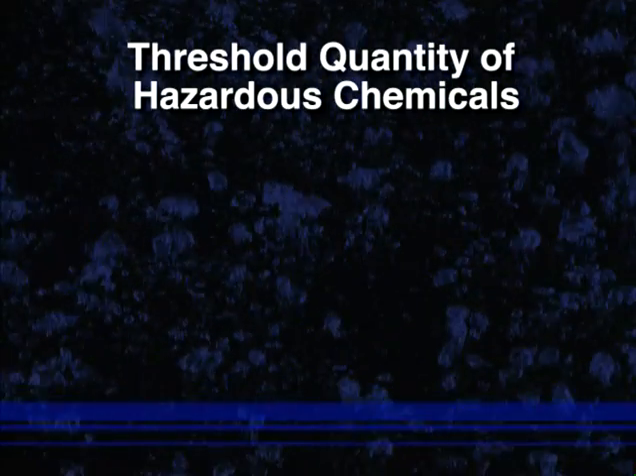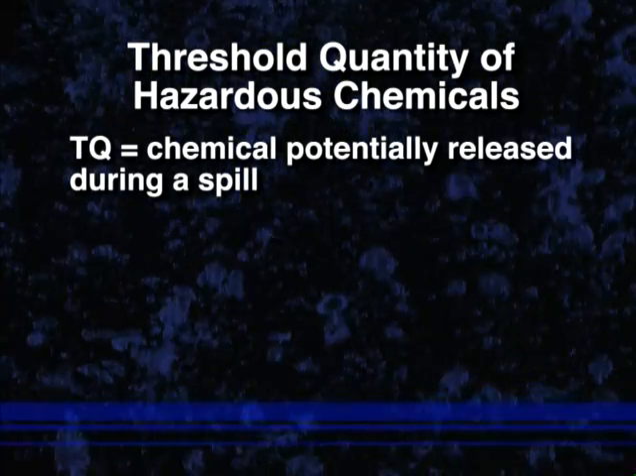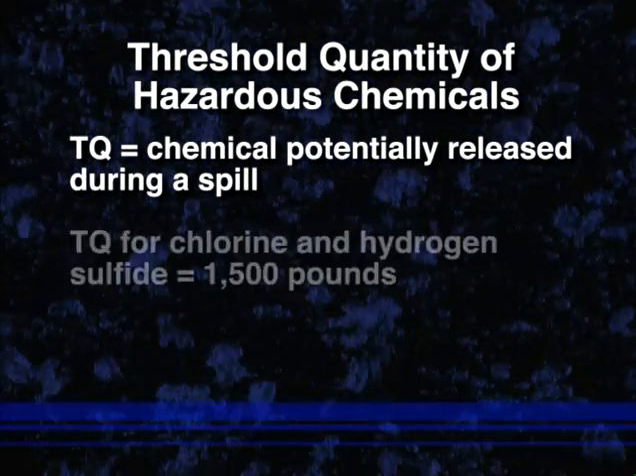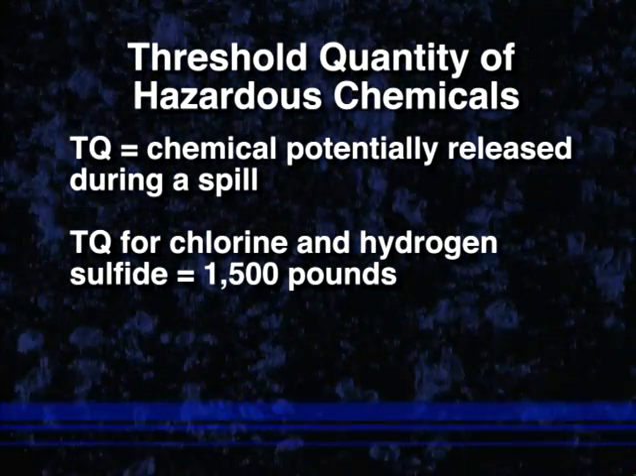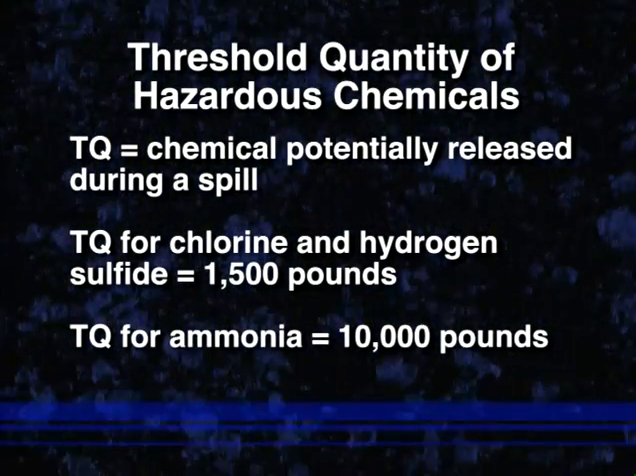For example, TQ is the total quantity of chemical that can potentially be released during a spill or other abnormal process situation. The TQ for chlorine and hydrogen sulfide is 1,500 pounds. The TQ for ammonia is 10,000 pounds.